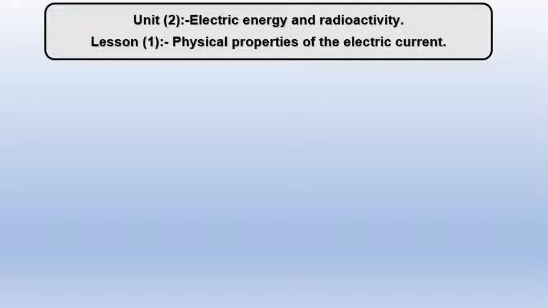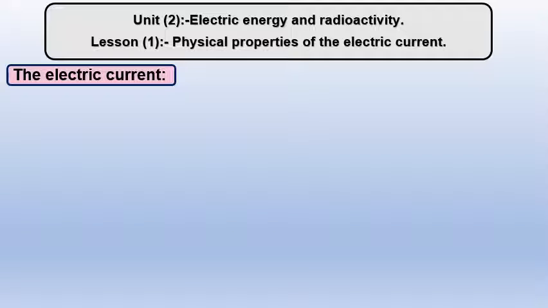There is an attraction force between the positive protons and negative electrons. When this attraction force becomes weak, the electrons become free and can flow through a conducting material. When free electrons flow through a conductor material, this is called electric current.